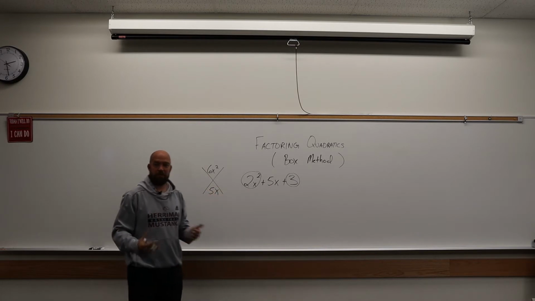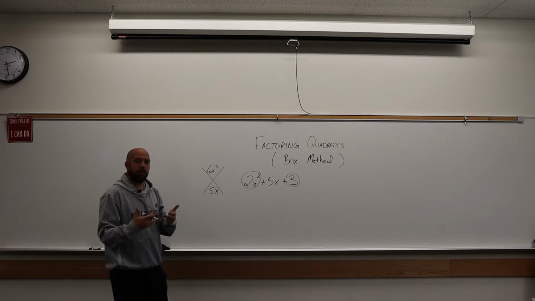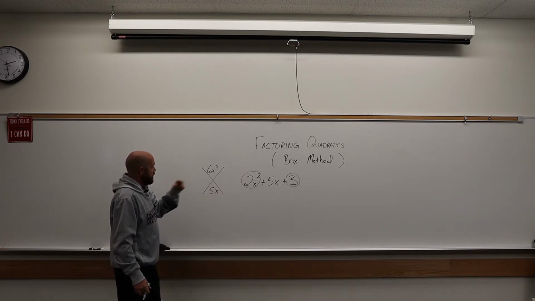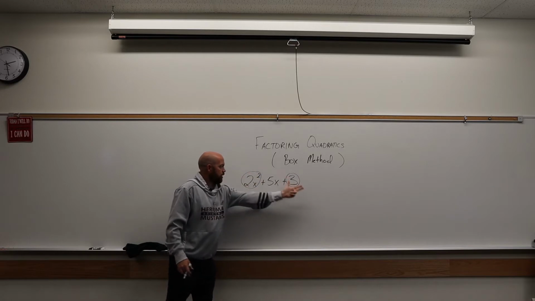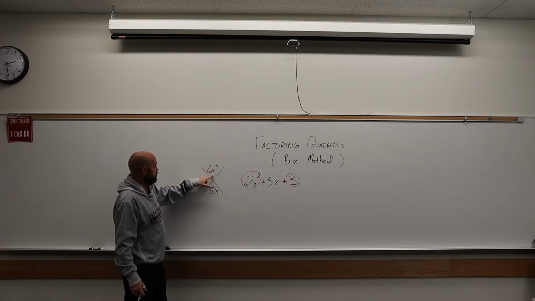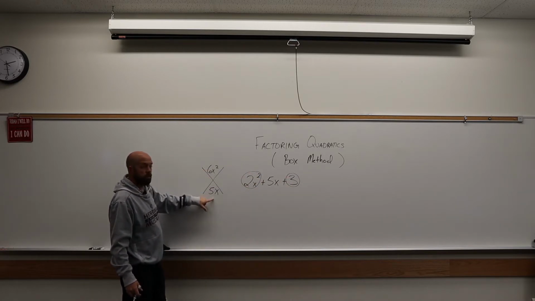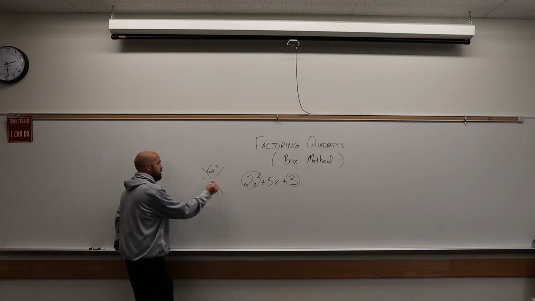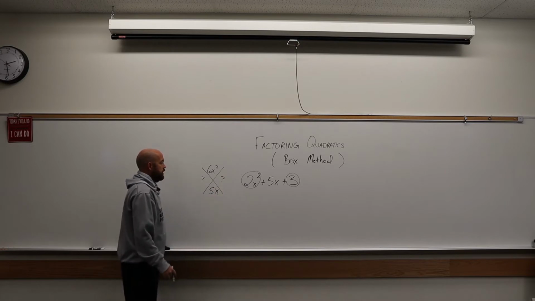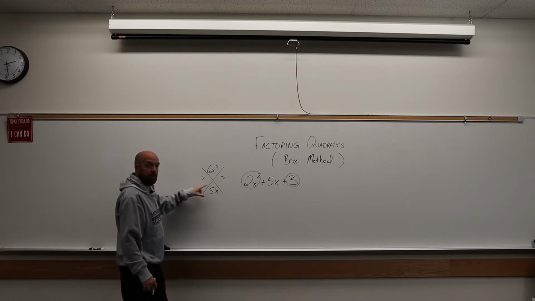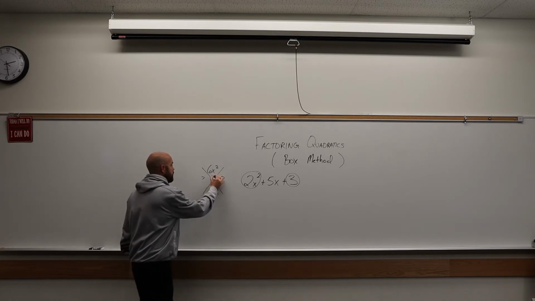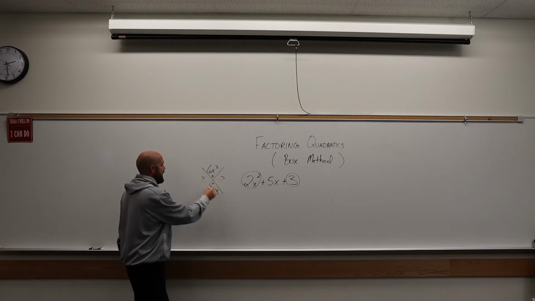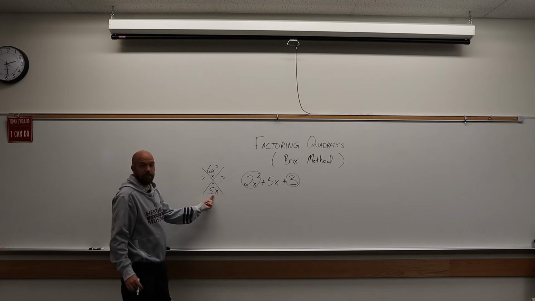So this is just a method trying to figure out what two things multiply together to get this whole thing. And we're using the box method. So again, the a term times the c term here gives me 6x squared, and then the middle term goes here on the bottom. What we're trying to do now is think of two terms that if I multiply them together, it's going to equal this. And if I add them together, they will add to this bottom piece.